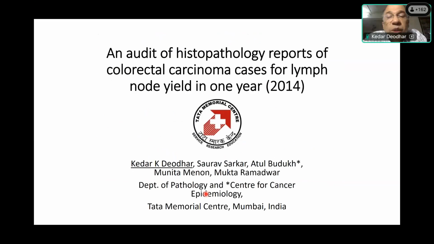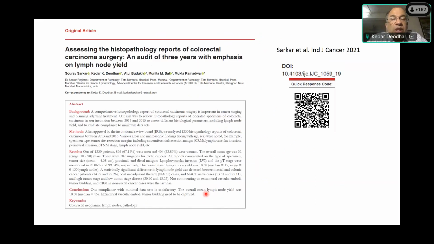So this prompted us to do a similar audit again after 2 years, and our MD student Saurav Sarkar, who's actually a consultant pathologist at Kolkata now, did a dissertation, which is a beautiful audit and dissertation. And we looked at, again, histopathology reports of colorectal cancer, an audit of 3 years. And what did we find? I think I'll skip these slides.